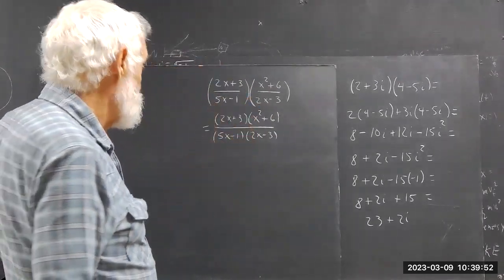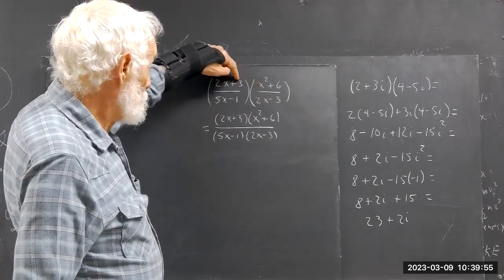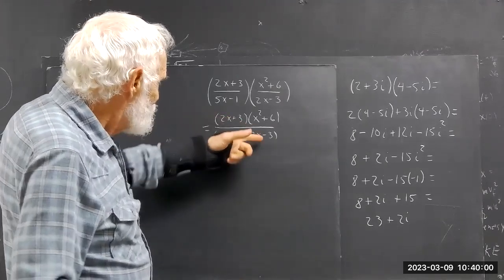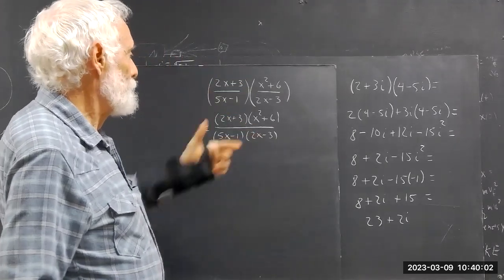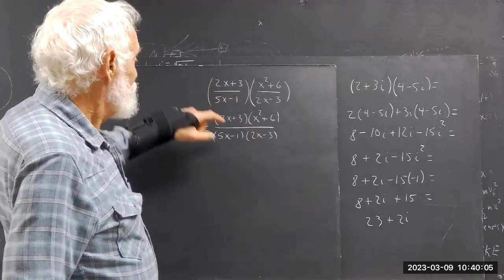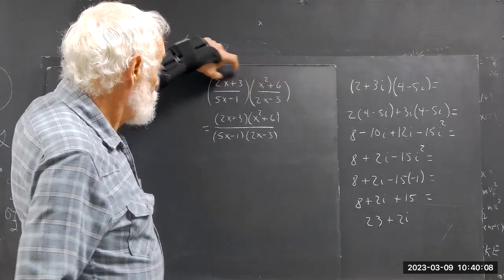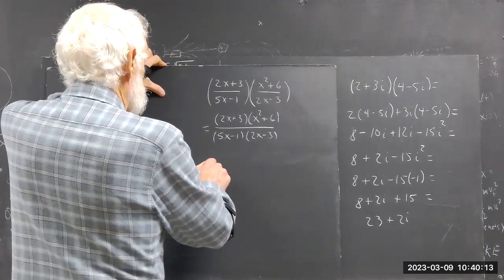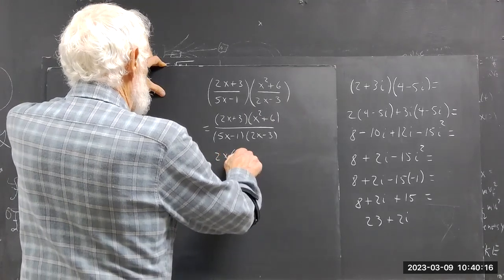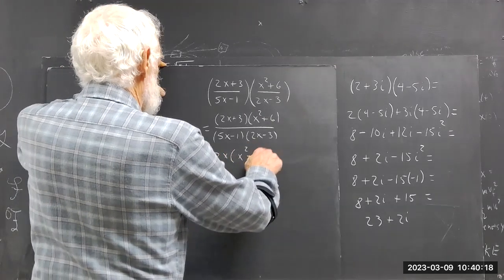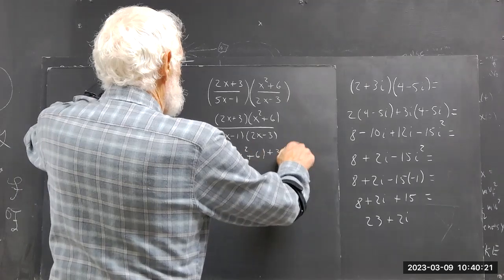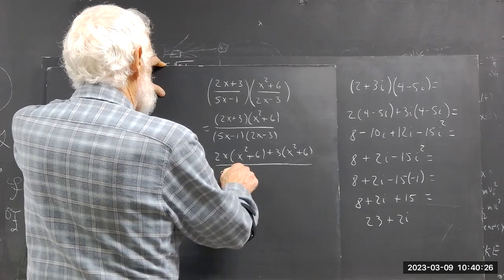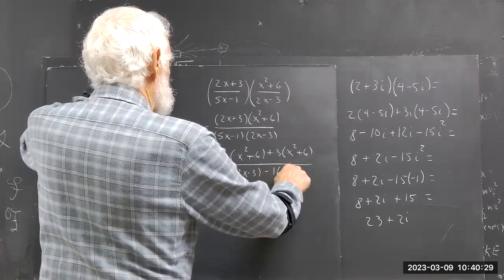Now, I've seen some people multiply this by this and multiply this by this and think they're done, skipping that step. So it's a mistake for me to skip that step. It's always all of this times all of this. Which means now you have to use the distributive law. You're going to write the numerator as 2x times x squared plus 6, plus 3 times x squared plus 6. And the denominator is 5x times 2x minus 3, minus 1 times 2x minus 3.